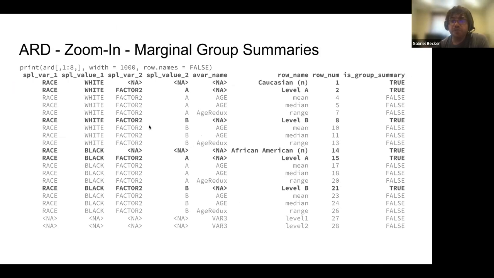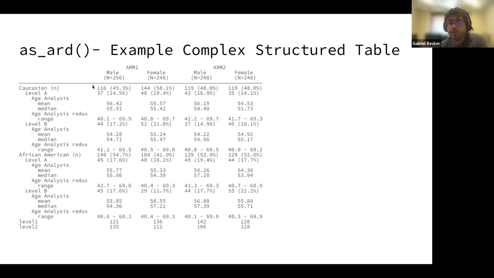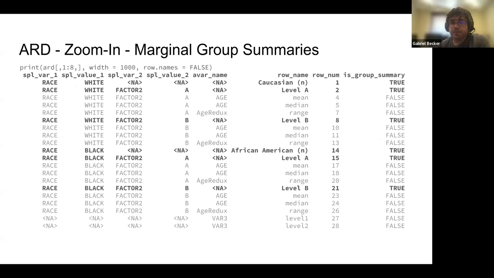So then we have the marginal group summaries, which are marked as such. And you can also tell because the avar name is NA. You can also see that for the higher level summary, the summary of race white, the second split is also NA because it doesn't have a second split, right? Because when we're here, this first row, we don't have a value for level A, or level B. We don't have a value for that split at all because we're outside of it. We are at a higher level of hierarchy. That's captured by putting these NAs here.